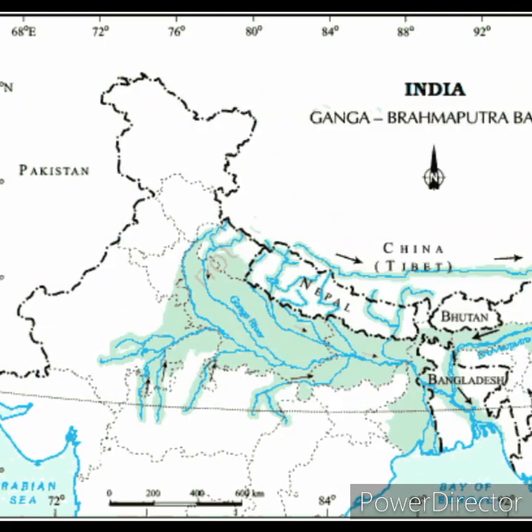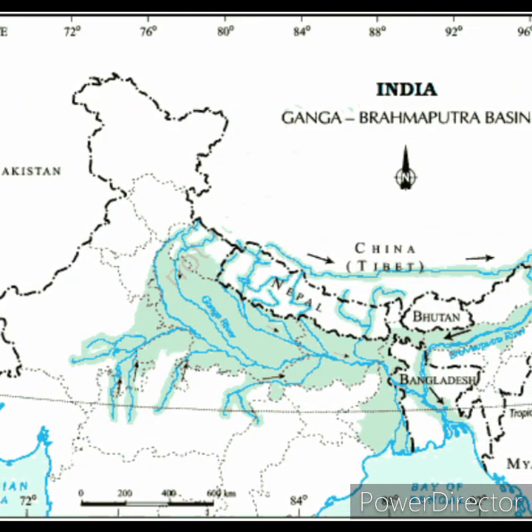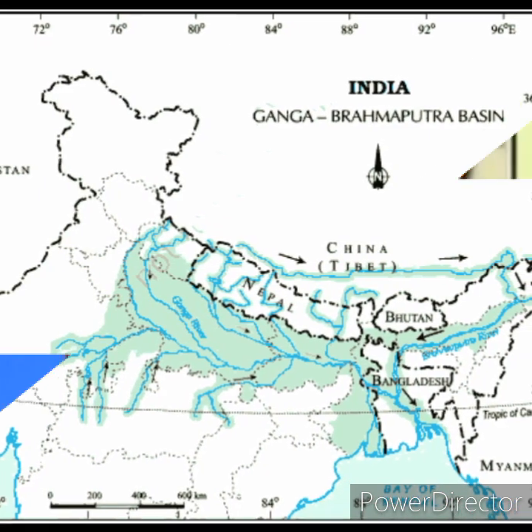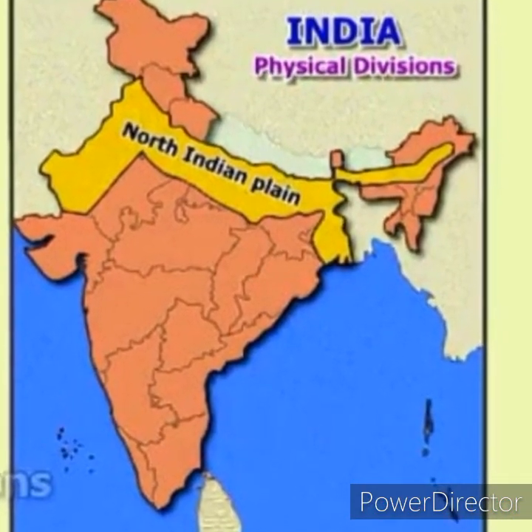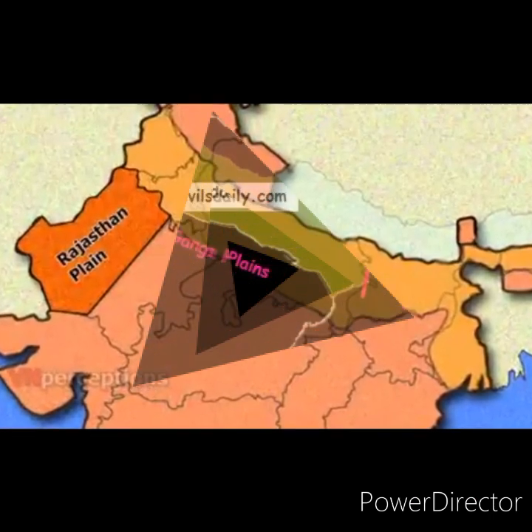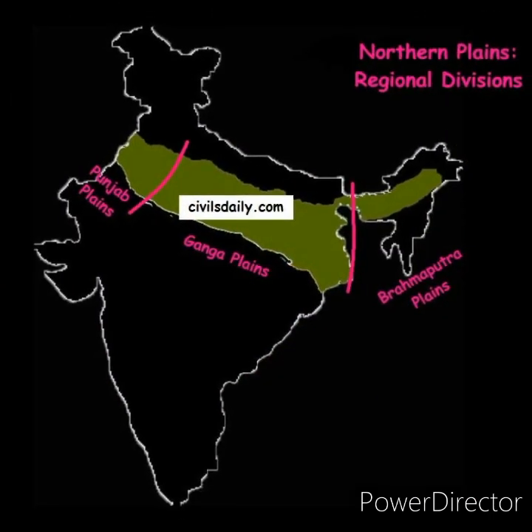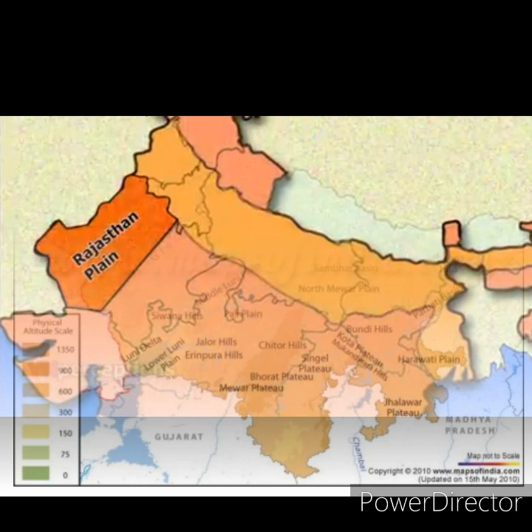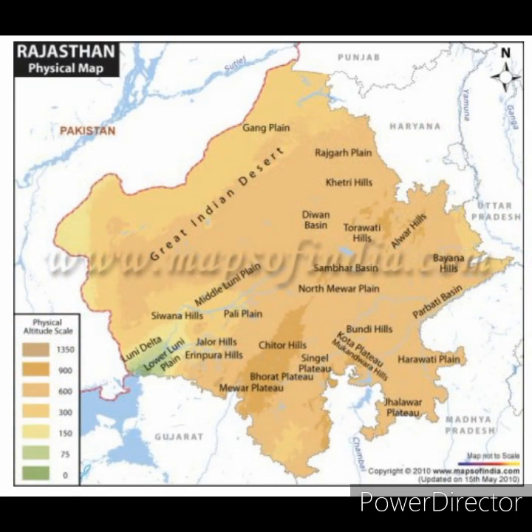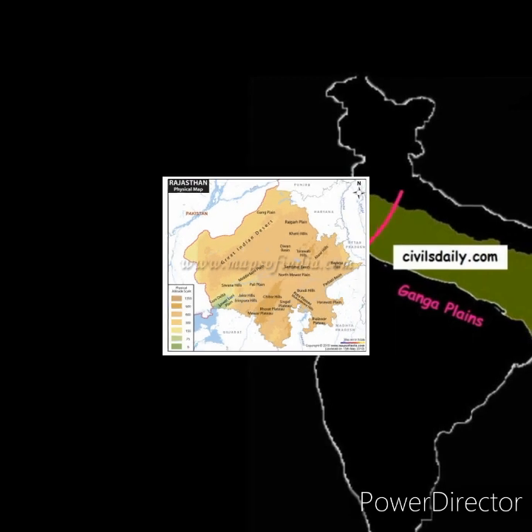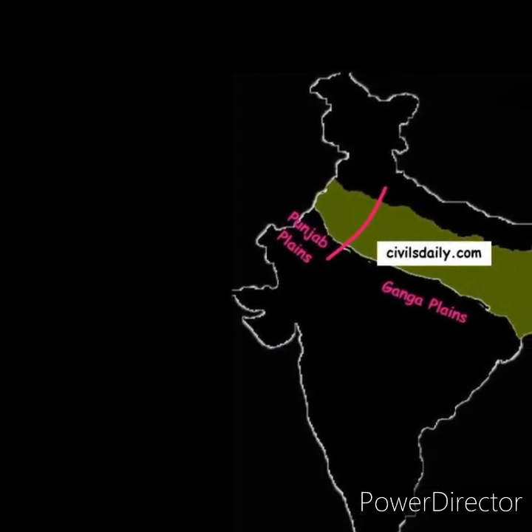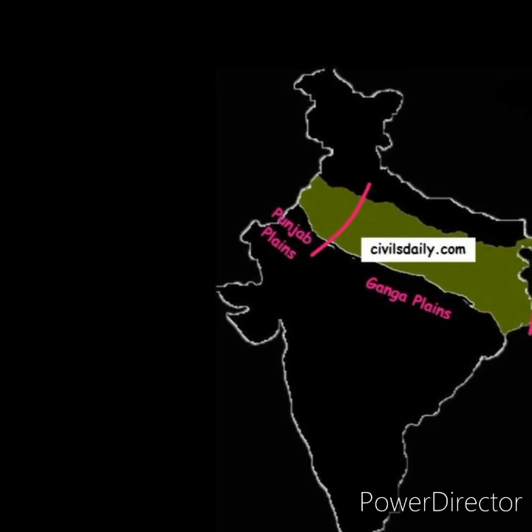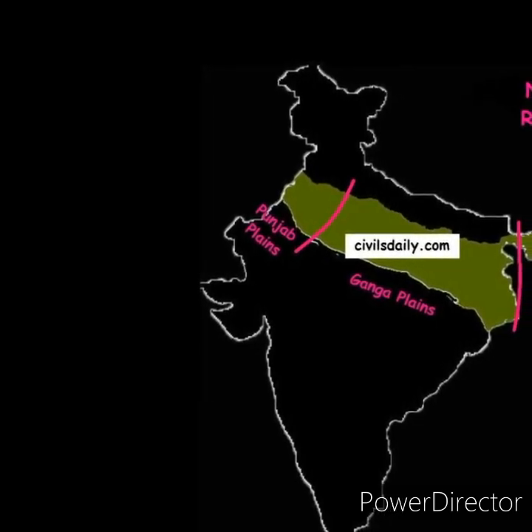This region is also called the Ganga Brahmaputra basin. Now the northern plains are divided into Rajasthan plains, Punjab Haryana plains, Ganga plains and the Brahmaputra plains. The Rajasthan plains are in the western part of Rajasthan and are known as the Great Indian Desert. The Punjab Haryana plains are towards the east and northeast of the Great Indian Desert.